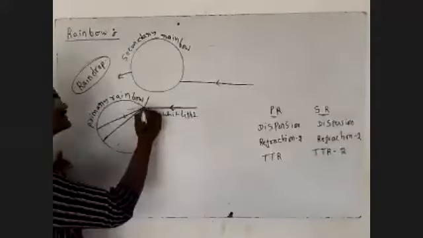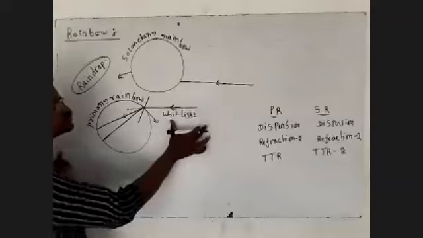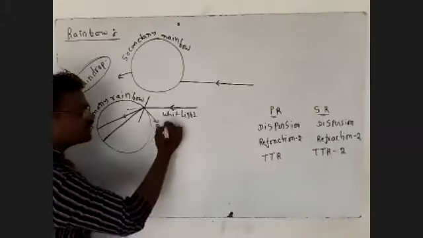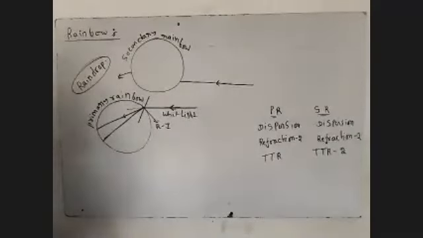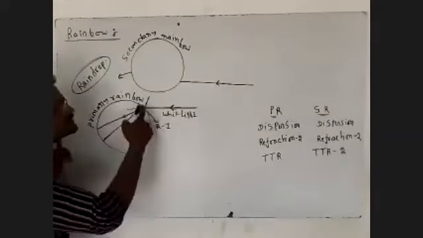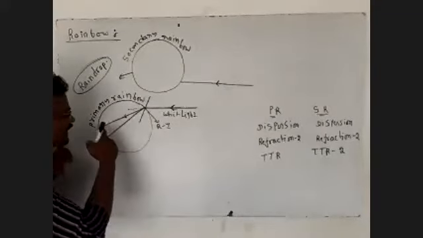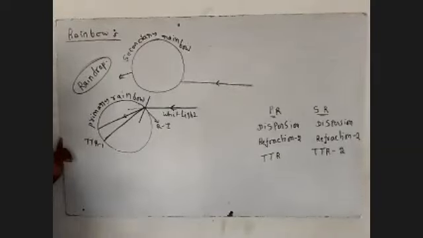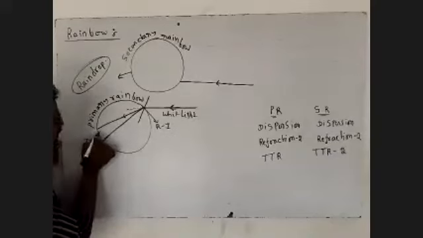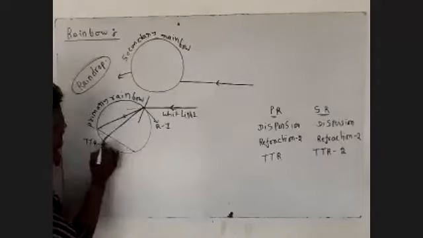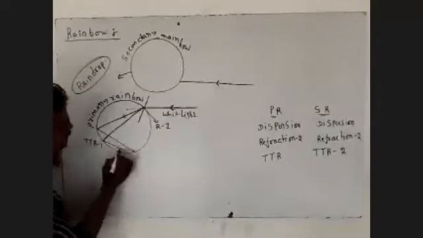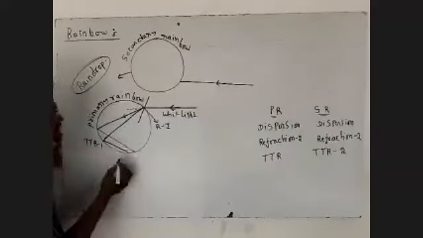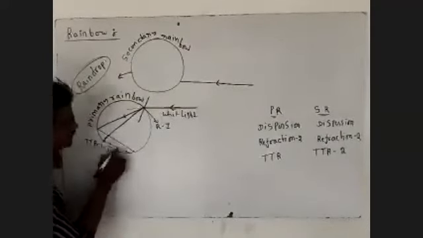This is one refraction. Here, light travels from rarer to denser, so this is refraction number one. After it strikes at this point, the ray undergoes total internal reflection number one. Total internal reflection means it is reflected in this direction. So again it is reflected here.